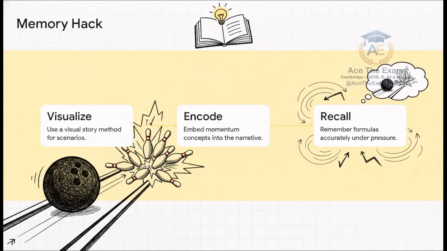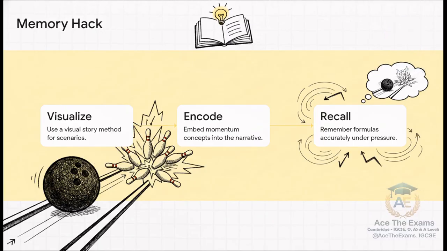If you find yourself panicking and struggling to remember the core differences between momentum, impulse, and resultant force under the harsh fluorescent lights of the exam hall, I want you to use a memory hack, the visual story method. Instead of recalling abstract letters on a page, encode these physics concepts into a vivid, moving narrative.